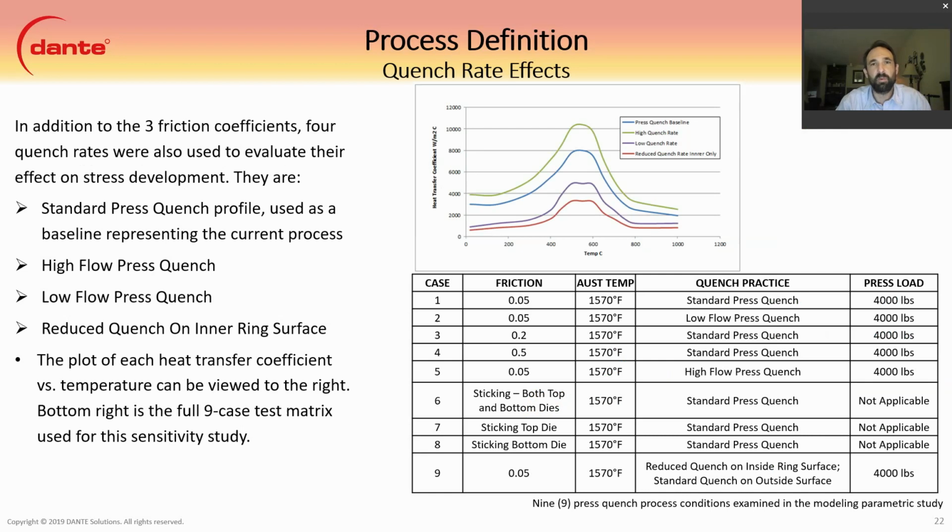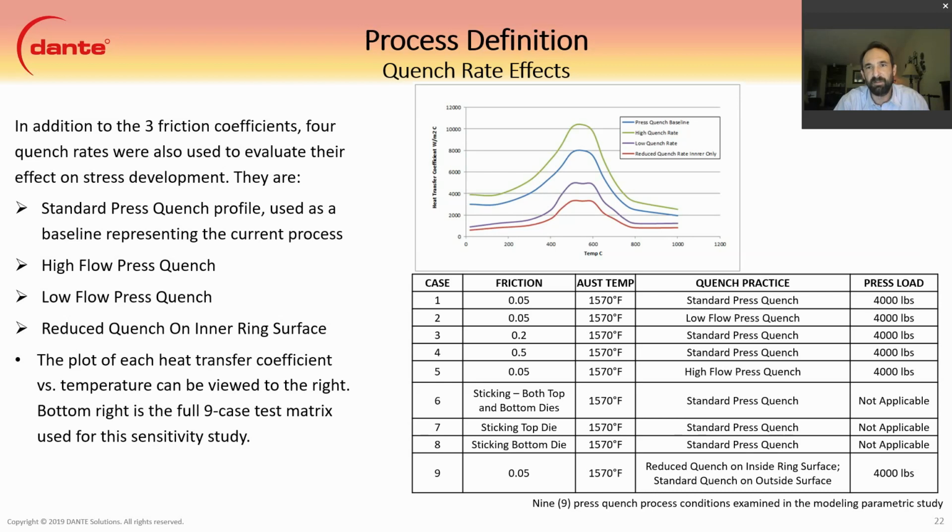On top of the friction coefficients and the sticking conditions, we also wanted to look at the effects of quench rates on the stresses. And this is in-process stress. The residual stresses weren't that bad, but the in-process stress got very high through the friction coefficients. So we wanted to look at what would happen if the quench rate was modified.